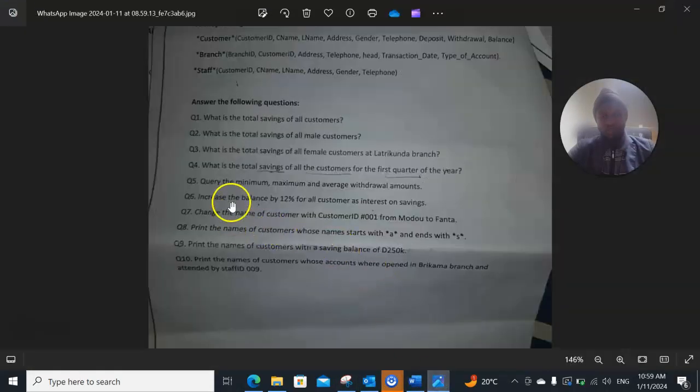Question number 4 says, what is the total savings of all customers for the first quarter of the year? For the first quarter of the year. So look at this. What is the total savings? It's talking about the balance. We already have that, of all customers. So it means that we are dealing with the customer table. Okay. For the first quarter of the year. Now for the first quarter of the year is talking about what? Date. So let's look at it. The first quarter of the year is what? The first 3 months. The first 3 months makes one quarter. January, February, and March. So 31st of March is the end of what? First quarter.